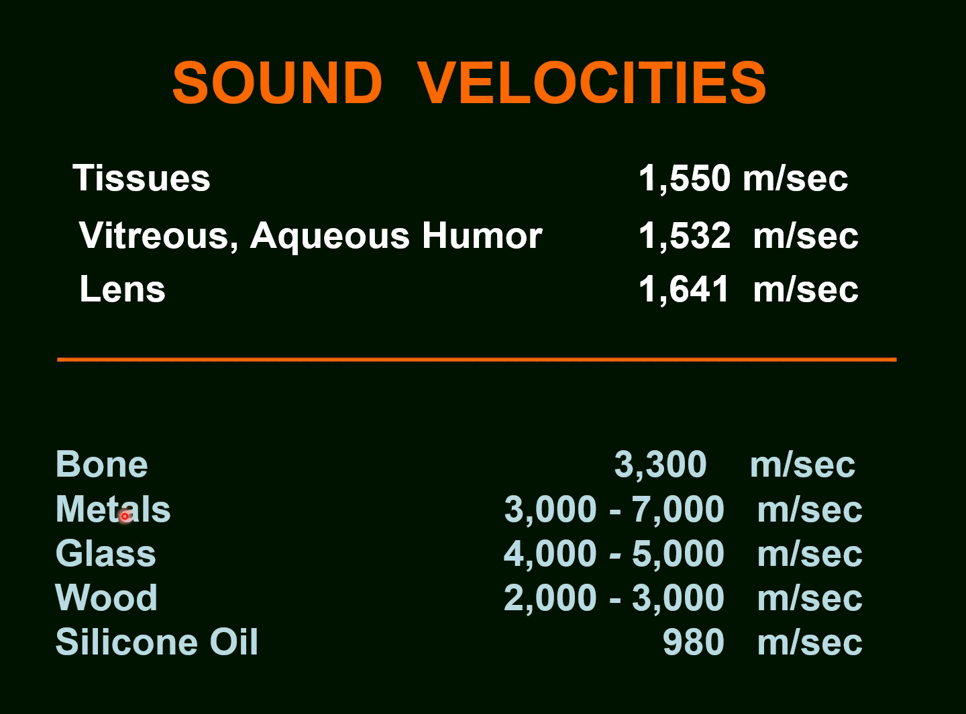It's important to realize that metals, glass and wood, the materials of foreign bodies in the eye, have much higher velocities ranging from 2,000 up to 7,000 meters per second, where silicon oil has a very low velocity of only 980 meters per second.